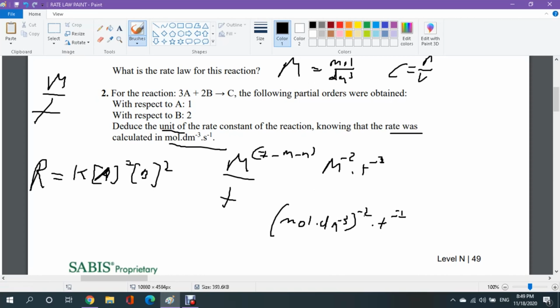So what we do here to get the final answer is we just distribute the minus 2, so it would be mole to the power of minus 2 times decimeter to the power of negative 3 times negative 2, which is 6, decimeter to the power of 6, times second to the power of minus 1, because the time is seconds. So this right here is the final answer.